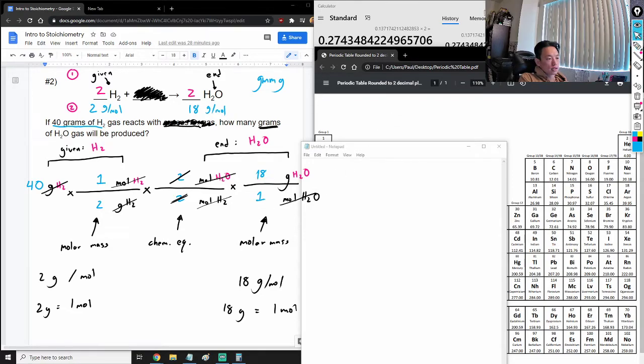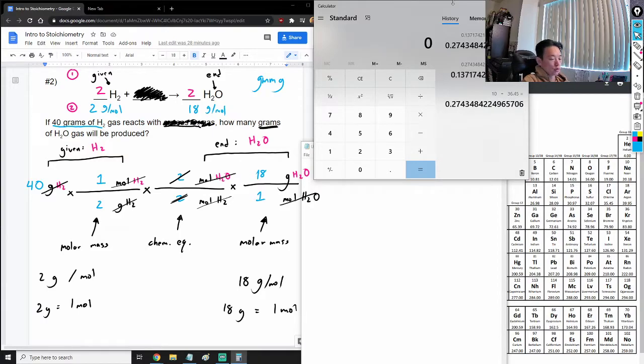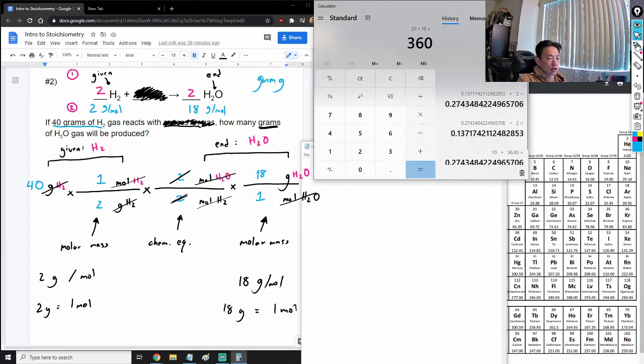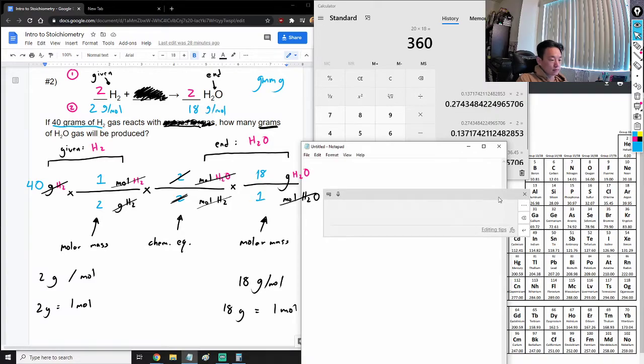Okay, so let's plug it into our calculators. We start with the number 40, and then we have a 1 on the top, 2 on the bottom, so we're going to divide by 2. The second fraction, if you notice, everything got canceled out. The 2's cancel out, moles canceled out, so we can just skip that fraction completely. And then for the last fraction, we have 18 on the top, 1 on the bottom, so we're going to multiply that by 18, and there you go. Our answer is 360. So that means for this problem, that final answer is going to be 360 grams of H2O.